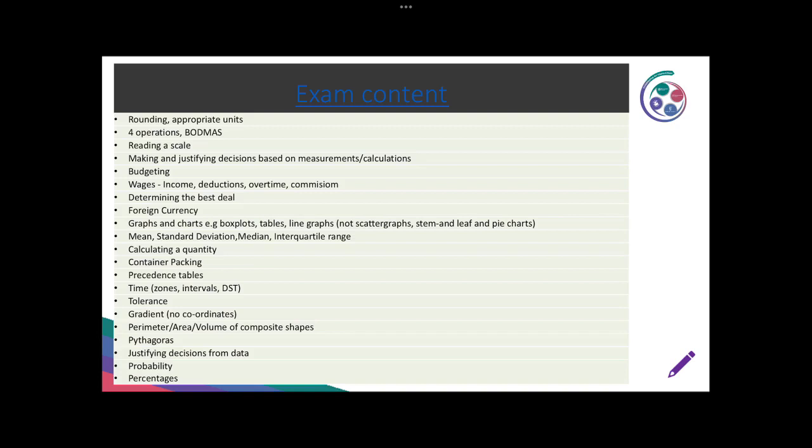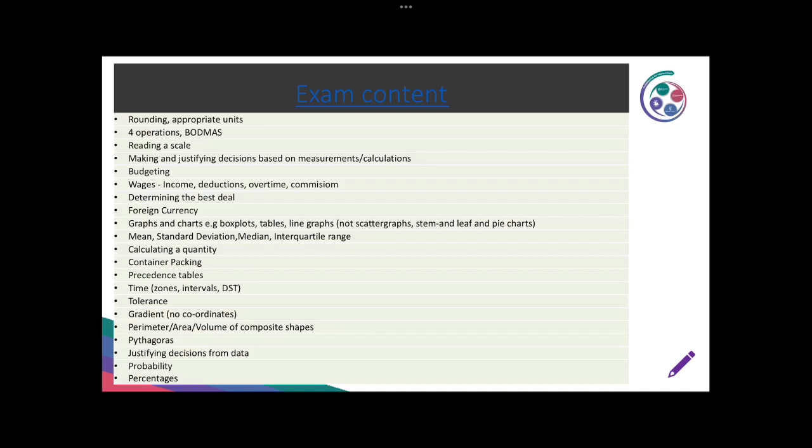So first thing we've got there, some basic numeracy skills, rounding, so it could be significant figures, decimal places, hundreds, tens, and so on. Identifying your appropriate units, if it's money, or if it's squared units, or centimetres, or metres, and so on. Your 4 operations, you're expected to be able to multiply, divide, add, and take away in various different questions. Could be decimals, could be whole numbers, could be multiplying or dividing by multiples of 10, 100, and so on. So you need to be quite competent with your numeracy there. BODMAS, always bearing in mind your order of operations.